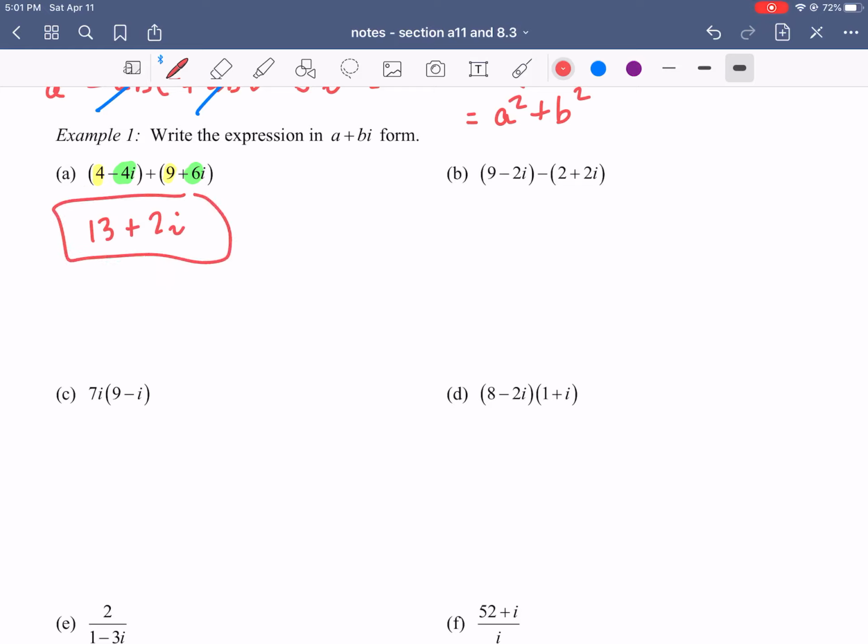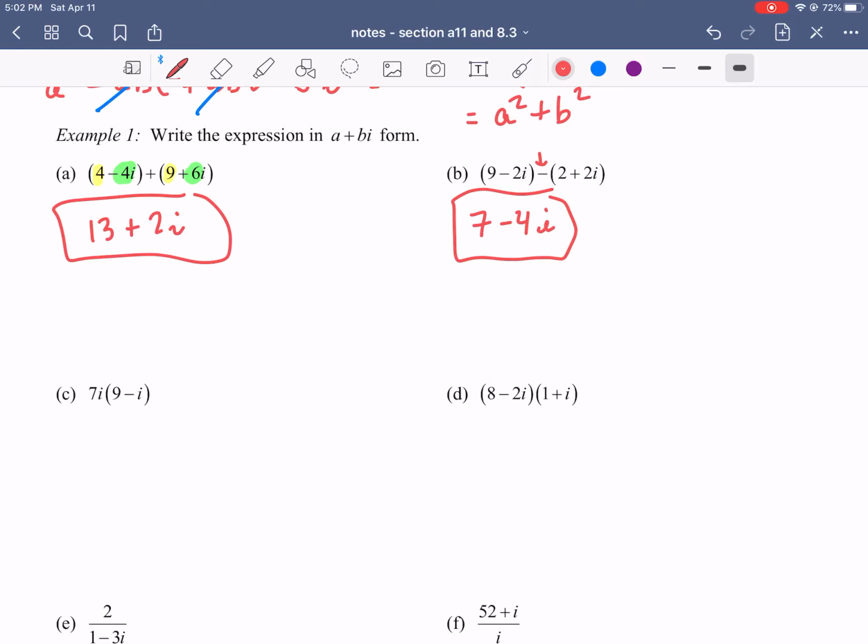Okay, letter B, we're going to do the exact same thing, except this time we are subtracting, so you just got to be real careful not to make any sign errors. 9 minus 2 will be our real part, so that will give me 7. And -2i minus 2i will be my imaginary part, and that will be minus 4i.